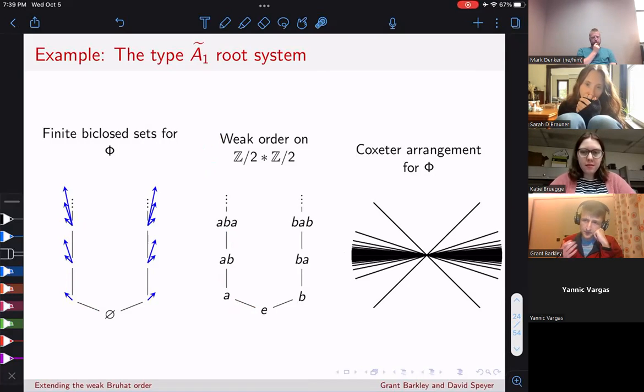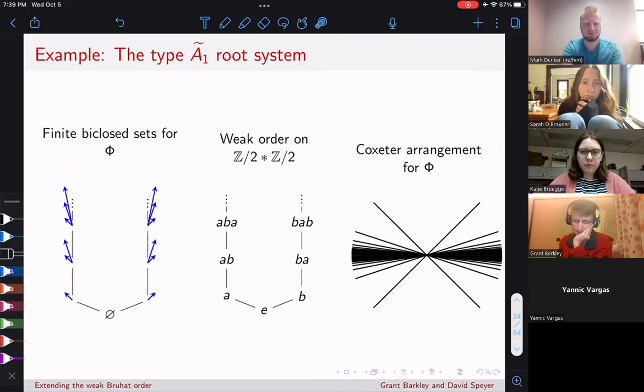I want to compare this to the Coxeter arrangement picture in a second, but first, just to be clear, like this poset, you can go off to the left and add these translates by delta one at a time, up and up and up, and you can do that infinitely. And then you can do the same thing on the right, but these things never come back together at the top.